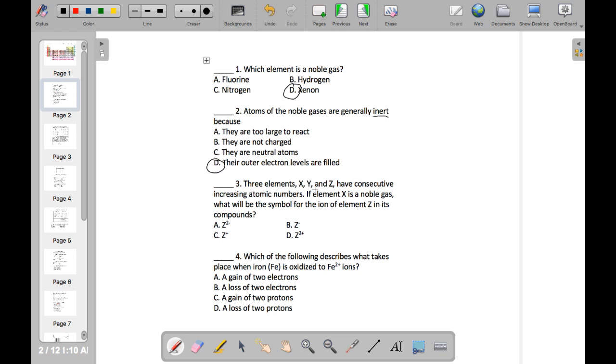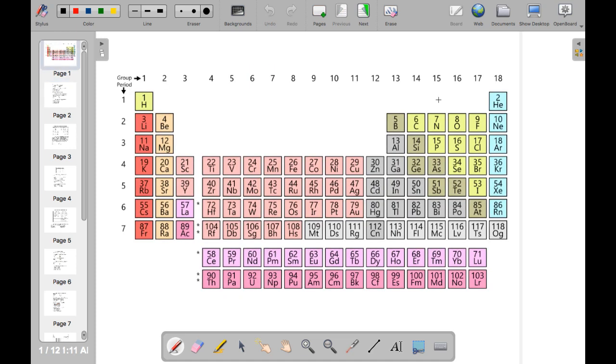3 elements, X, Y, and Z, have consecutive increasing atomic numbers. If element X is a noble gas, what will be the symbol for the ion of element Z and its compounds? Wow, we're actually going to have to think about that a little bit. So, if X is a noble gas, let's just say X is neon. That means this would be Y and this would be Z.